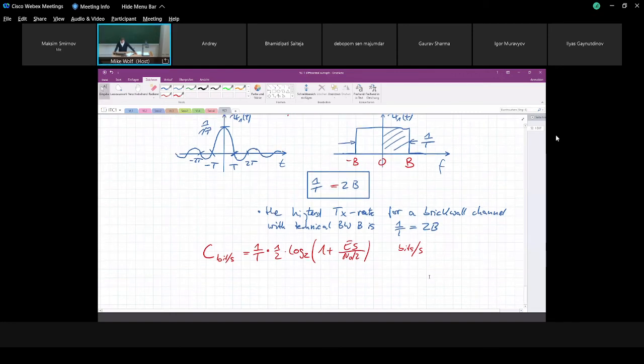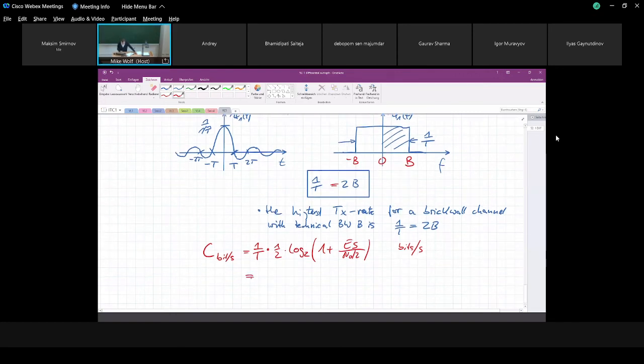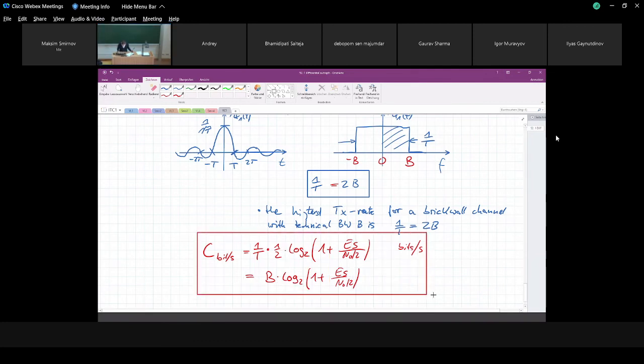Okay? Of course, I can write this as a function of the channel parameter B. And the channel parameter here, 1/T is 2B, so we get B times log 2 of 1 plus Es divided by N0/2. Let's say this is very important, write it like this.